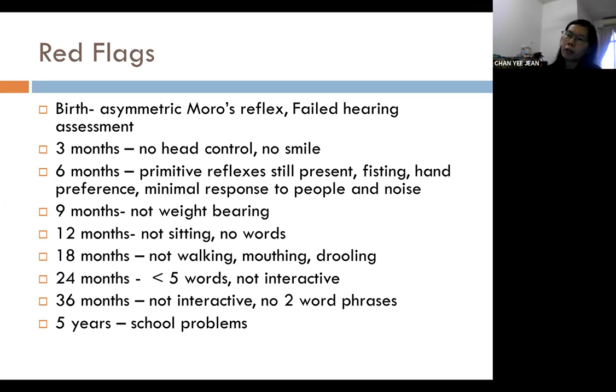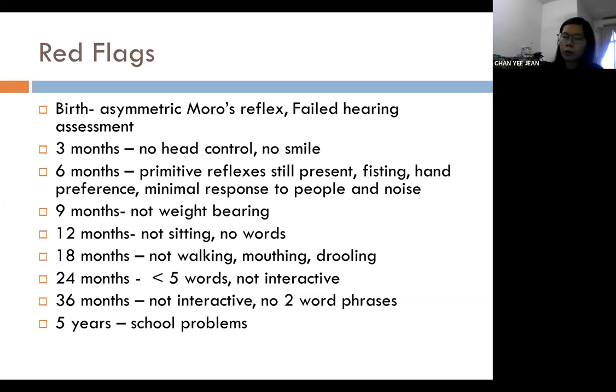9 months, if the child is not weight bearing. 12 months, if the child is not sitting, with no words. 18 months, if it's not walking, it's mouthing or drooling. 24 months, if there are less than 5 words and the child is not interactive, obviously you're going through autism spectrum disorder, right? 36 months, if the child is not interactive, no 2 word phrases. At 5 years, usually the teacher would report back. This is when you start to pick up the children with learning disabilities.